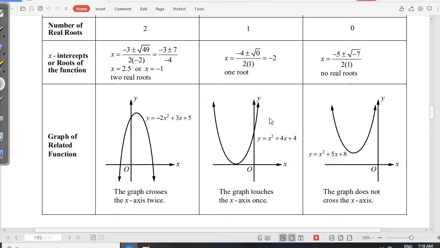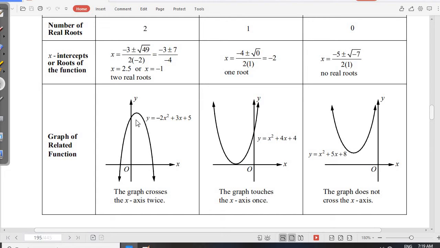Then for the one that has just one solution, it will cut the y-axis, but it will touch the x-axis at only one point, which is usually the vertex. Then it cuts the y-axis at another point, which is the intercept. Here we have 4. It cuts the y-axis at 4, but touches the x-axis at only one point. That means it has just one x solution. Because it has one x answer, it touches it only once.